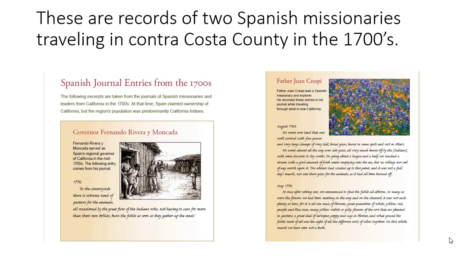We're going to read two primary sources. I'm actually going to read them as you read along, and we'll record information in the chart that is in your activity. These are records of two Spanish missionaries traveling in Contra Costa County in the 1700s. We'll look at this one first, read it and record some information, and then we'll look at this one.